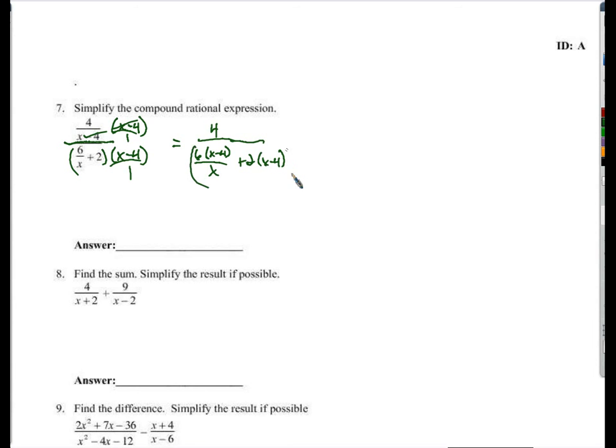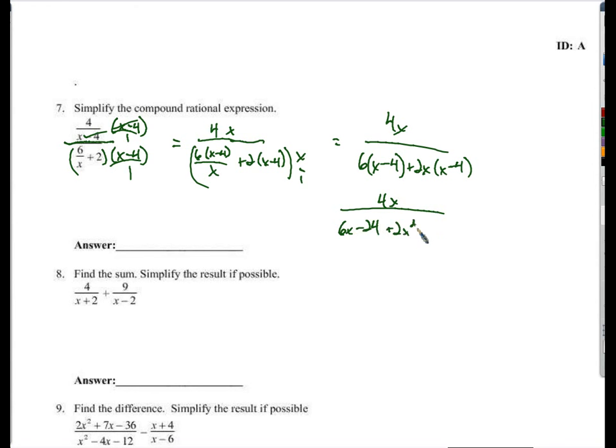Now we still have this denominator of x, so let's multiply by x in the numerator and denominator. We get 4x over, we have to distribute this x too, so when we distribute the x to this fraction, the x's cancel, so we're just left with 6 times x minus 4. That was the whole point, to get rid of that x. But here we wind up with 2x times x minus 4. So now we have 4x over 6x minus 24 plus 2x squared minus 8x. And that is 4x over 2x squared minus 2x minus 24.